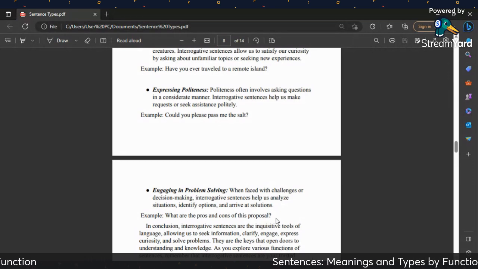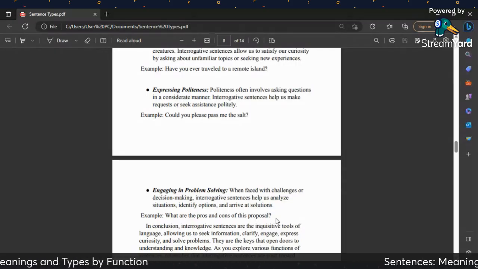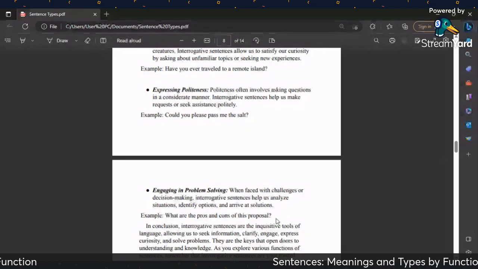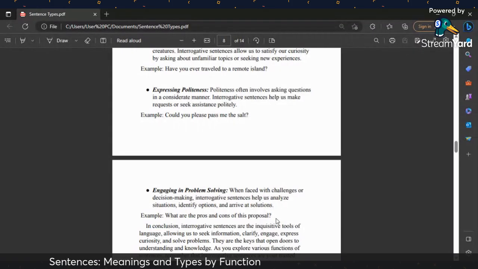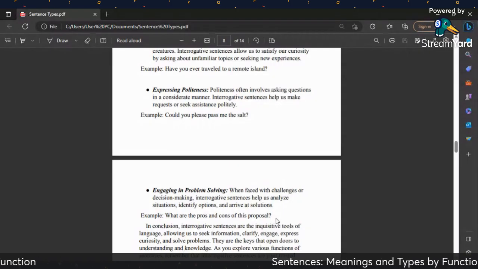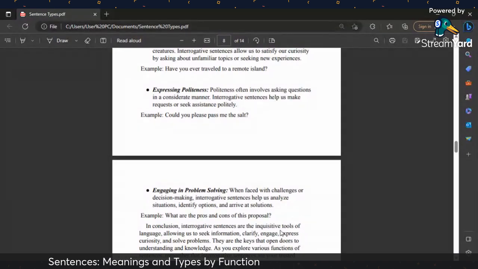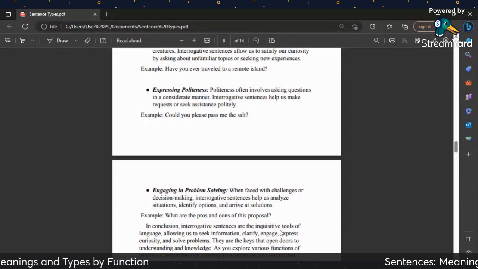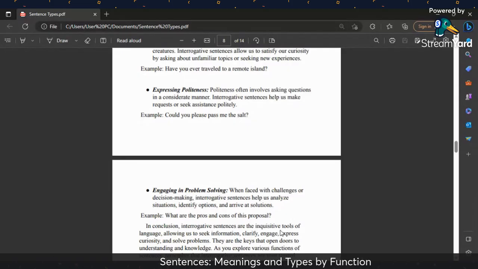An interrogative sentence helps you to express politeness. Engaging in problem solving, when you're faced with problems or challenges, you can make use of interrogative sentences to critically tackle the problem. When I say critically tackle, you ask different questions, in fact, you question everything you need to get to the root of the matter. In conclusion, we use interrogative sentences to seek information. They are mostly inquisitive, to seek information, clarity, to engage, to express our curiosity, and to solve problems.